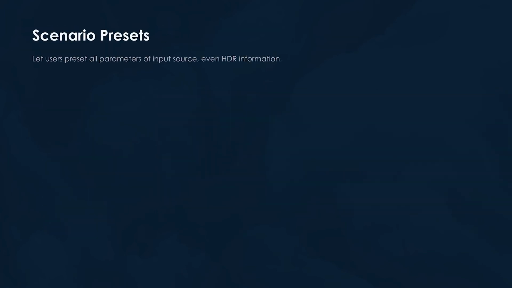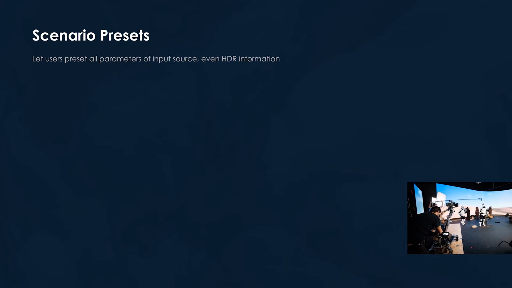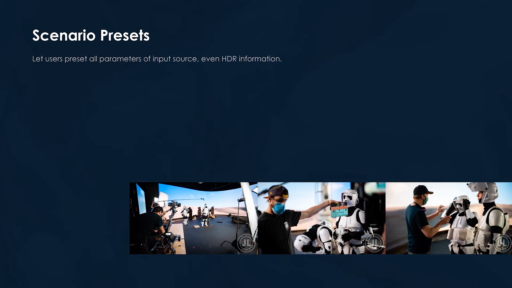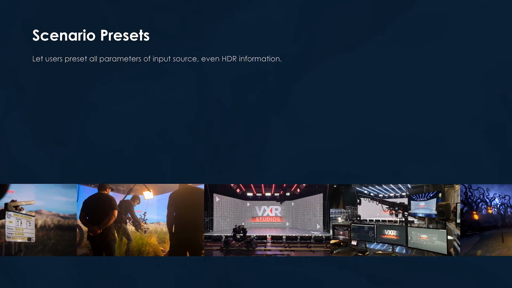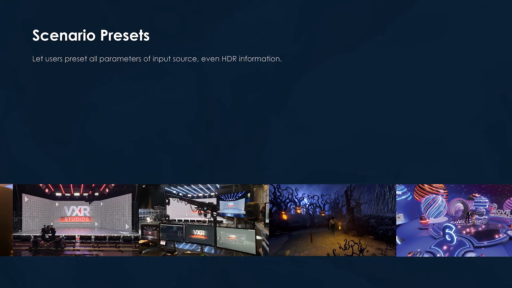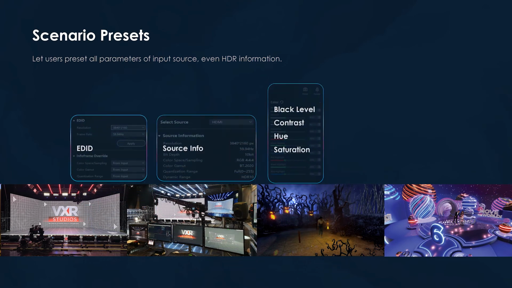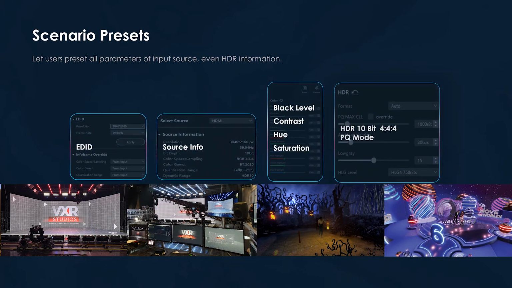Customizing settings can be time-consuming, but once an ideal result is achieved, NovaStar's vision management platform allows those settings to be saved as presets for use in projects that include XR studios, film production, product launches, and television broadcasts. This includes EDID, source information, black levels and contrast, hue and saturation, HDR and more. Note that HDR 10-bit, 444 and PQ mode is supported for outstanding HDR performance.